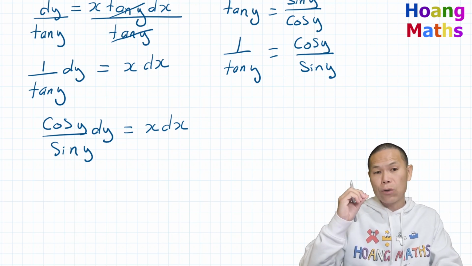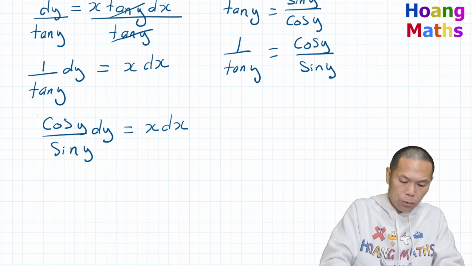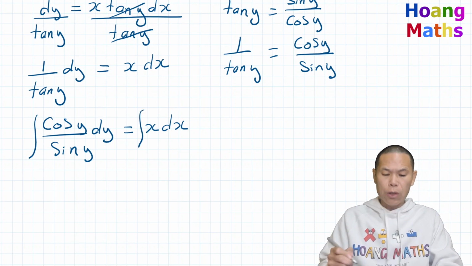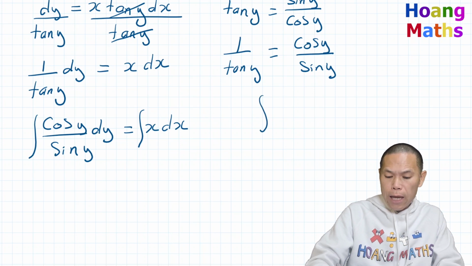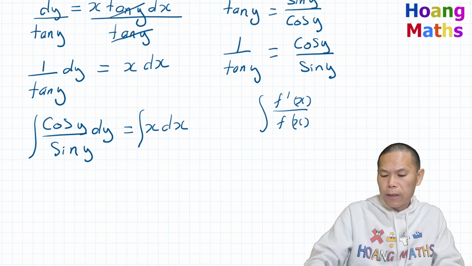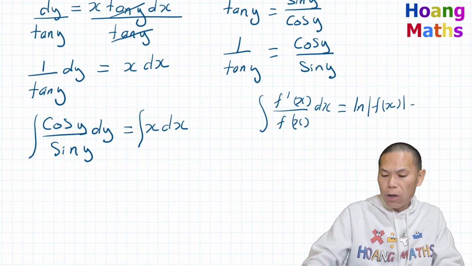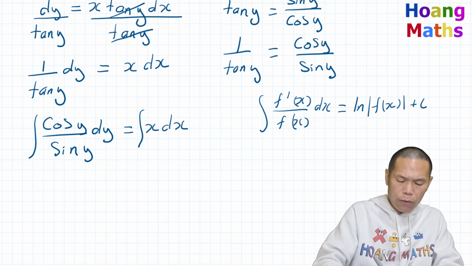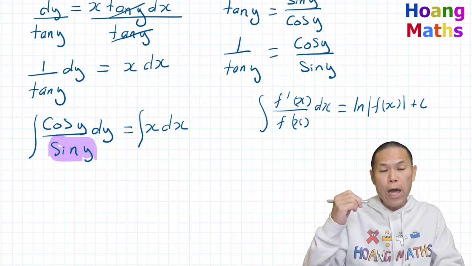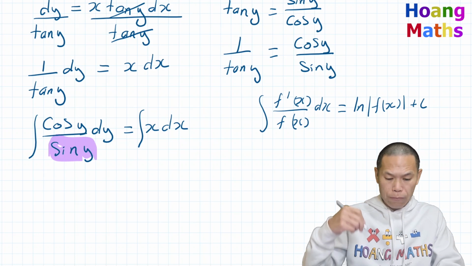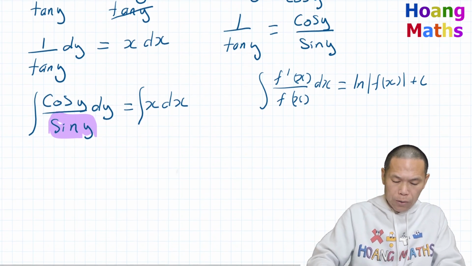So now I integrate both sides. Integrate on the left, we do the same thing on the right hand side. Please take note, if we integrate f dash x over f of x dx, of course, that gives me ln f of x plus a constant. So now we know that we differentiate sine, it gives us cos. So the result is ln absolute value of sine of y.